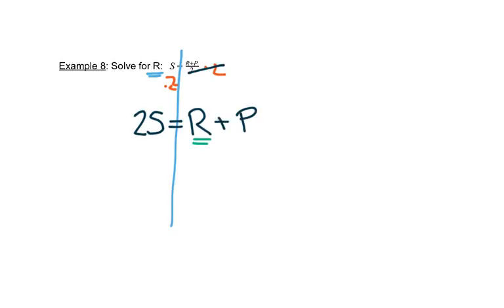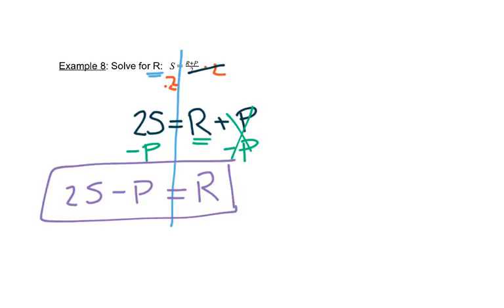Now remember, I want r by itself, so we don't want to touch r, we want to move everything else away from r. So we have plus p, the opposite of that is minus p. On the left-hand side, we want to write that in the order we see it. We see 2s minus p, so we're going to write 2s minus p. On the right-hand side, that leaves r by itself, and that's our answer. You could switch the sides if you want. R is equal to 2s minus p.